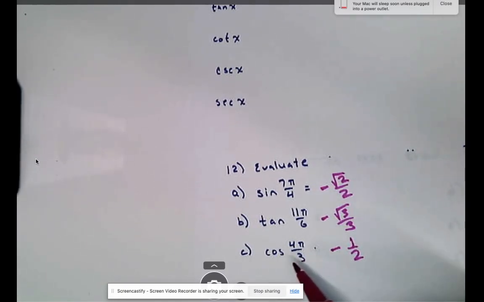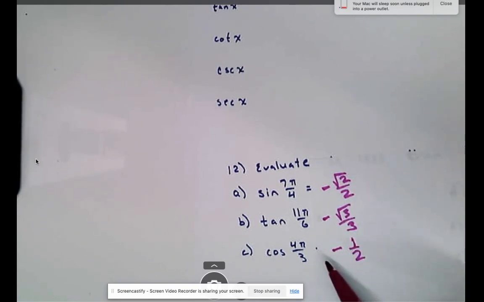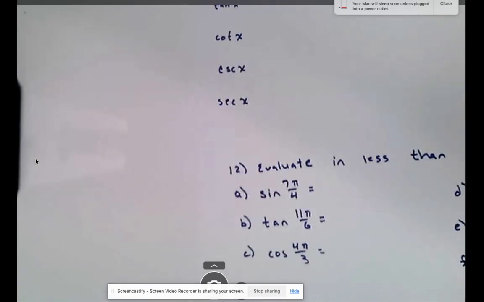So first I look at the trig function and then the denominator to get the value that goes here. And then I look at the quadrant to get the sign. Okay, and if you want to make yourself flashcards, I think that first step is getting really good at this.